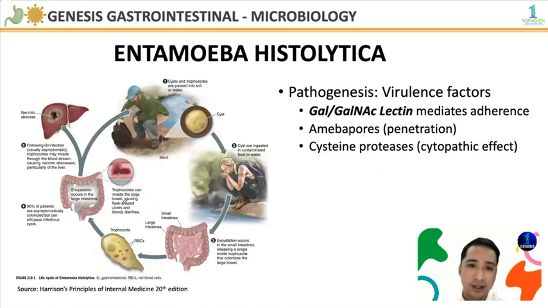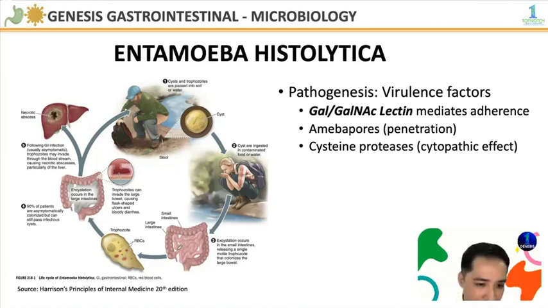So how will Entamoeba histolytica cause infection to humans? For example, this figure lifted from Harrison's, you will see a cyst and trophozoites. This cyst is in the stool, it contaminates the water, the person drinks it, and excystation happens in the small intestine that will release your trophozoite that can colonize the large bowel.